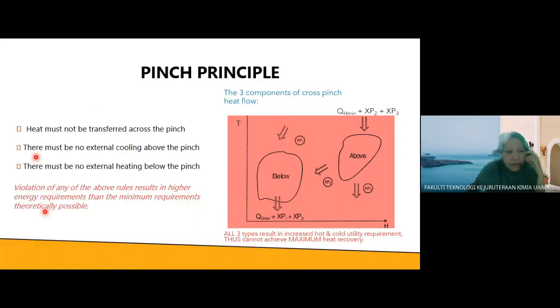So violation of any of the above rules will result in a higher energy requirement than the minimum theoretically possible. So you cannot achieve the values of QC min and QH min that you calculate in your problem table algorithm and your composite curve.